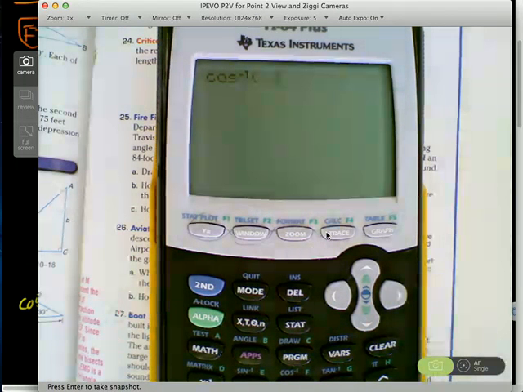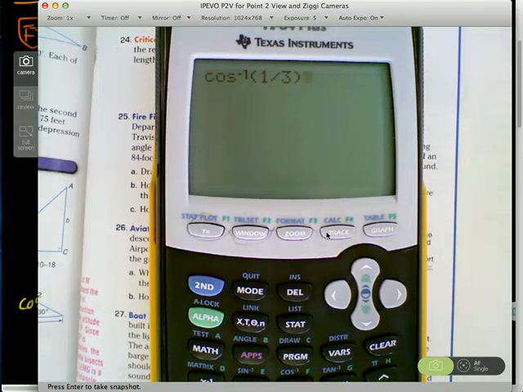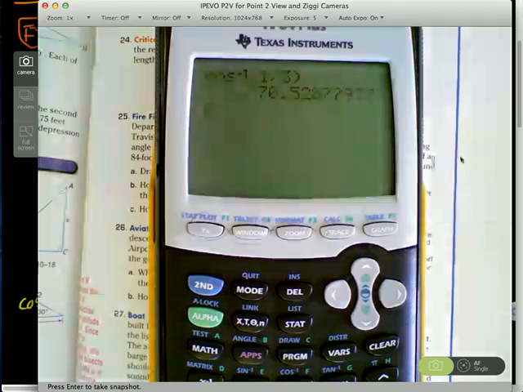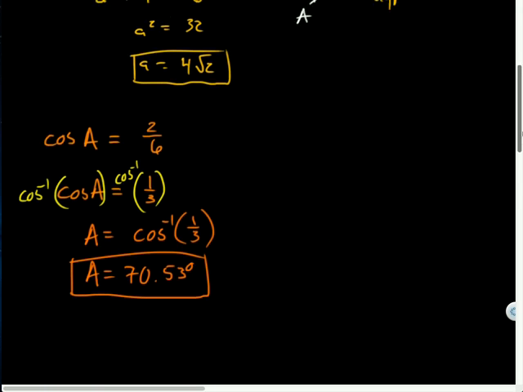All right, so I'm going to do 1 divided by 3 and close those parentheses. Do you have to close the parentheses? Yeah, in this case, I think we might. So cosine inverse of 1/3 happens to be about 70.53 degrees. Okay? So it undoes what cosine did. So A is equal to 70.53 degrees.